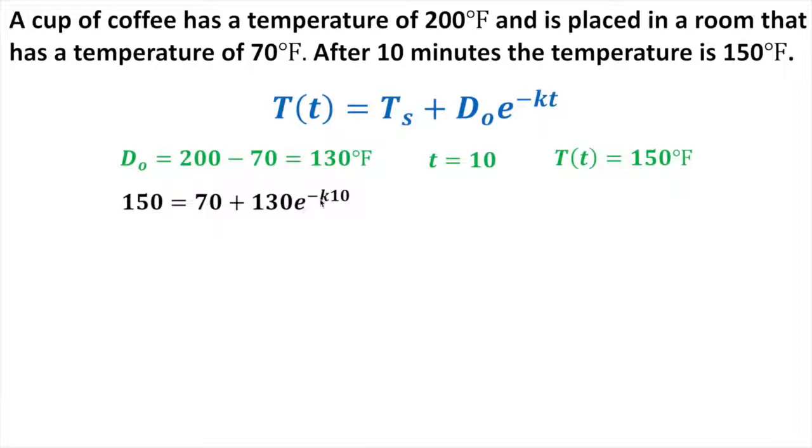E is the number e. K we don't know, and 10 is the time. So we're going to solve this one for k. Again, we're going to work through an almost identical process. The only difference is we've got this 70 here. So the very first thing we have to do is get rid of the 70. Then we can divide by 130.